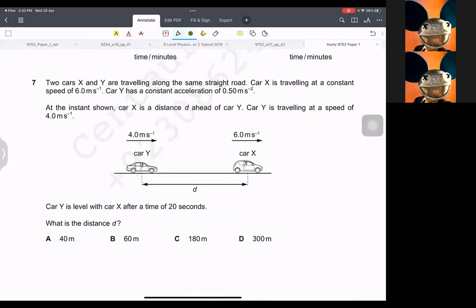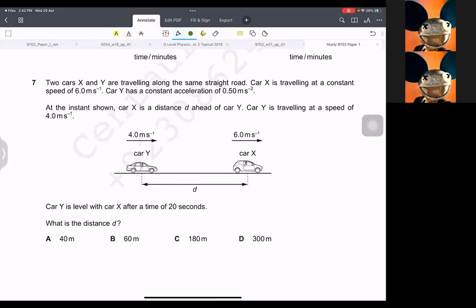Car X has a constant speed, car Y has a constant acceleration. Okay. Car Y has a constant. At the instant shown, car X is a distance d ahead. Car Y is at a speed of 4. Car Y is level with car X after time. What is the distance d?